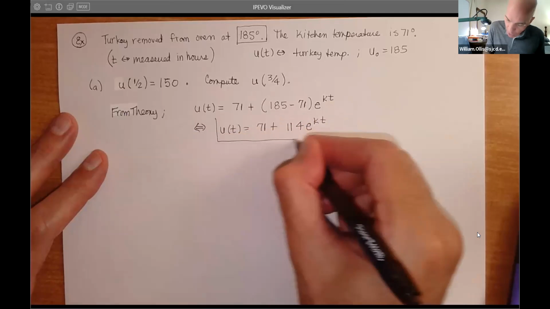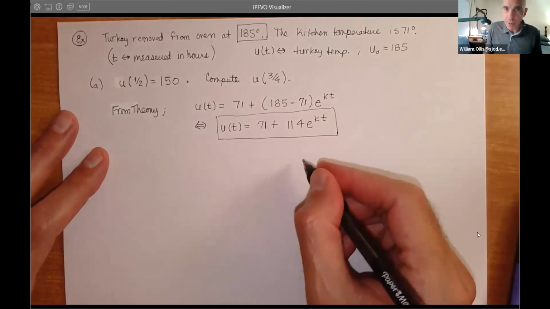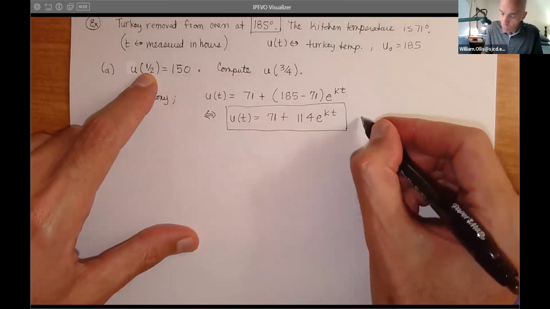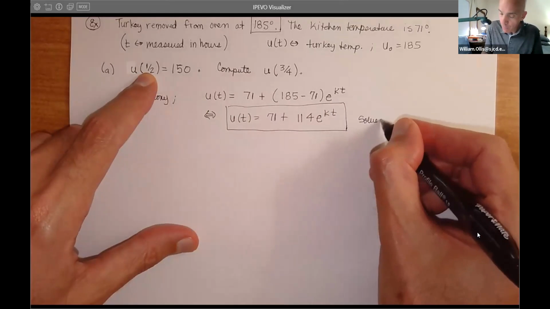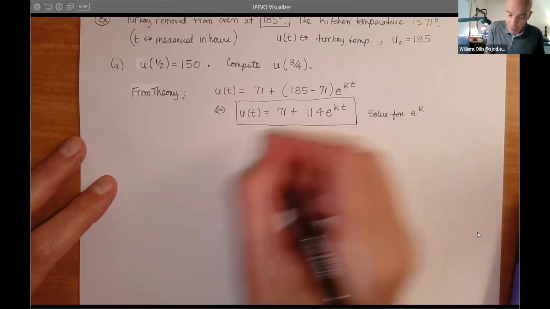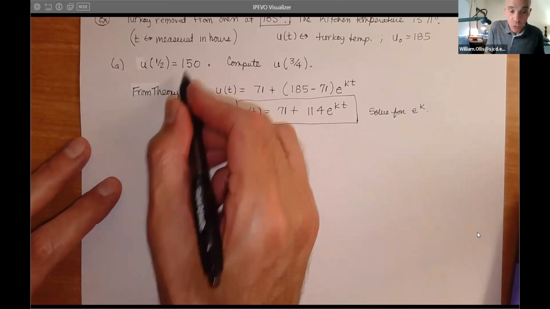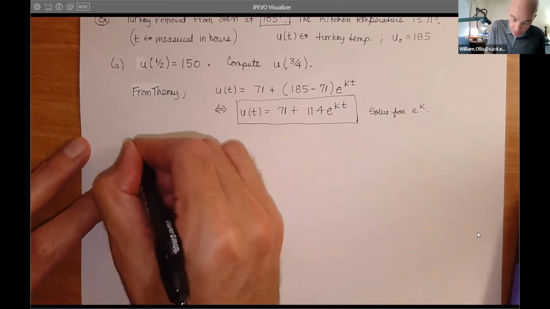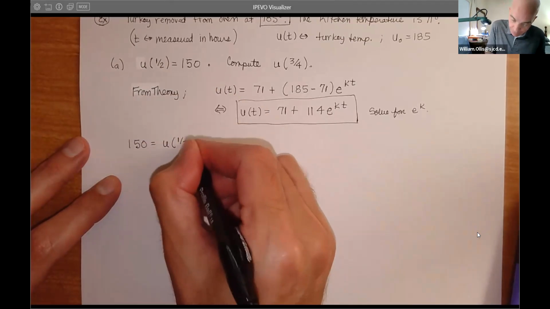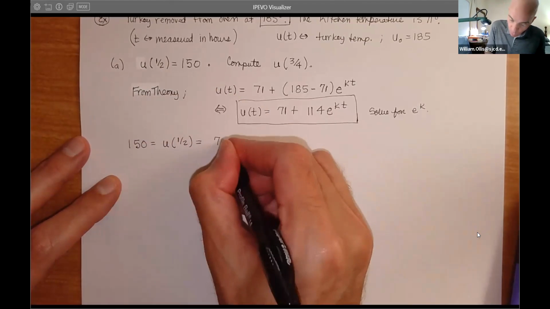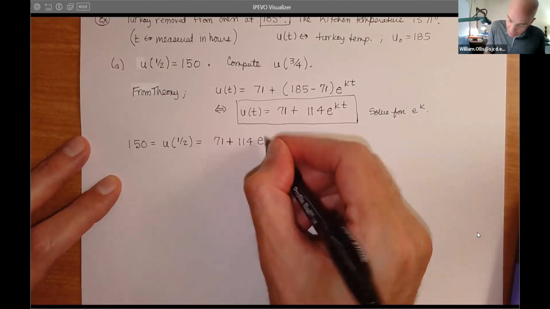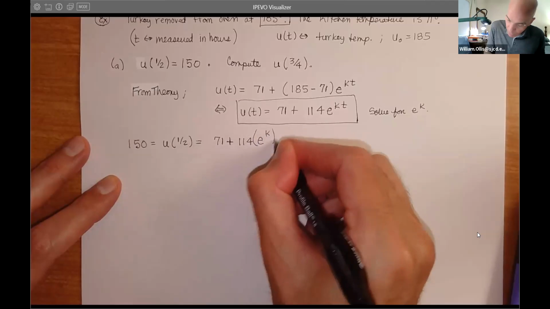So here's our predictor, at least as it is right now, but that's not very good. We need the e to the k. So now we want to solve for e to the k. So we can rewrite this. We have u of 1/2 equals 150. So 150 equals u of 1/2, so we have 71 plus 114 e to the k raised to the 1/2 power.